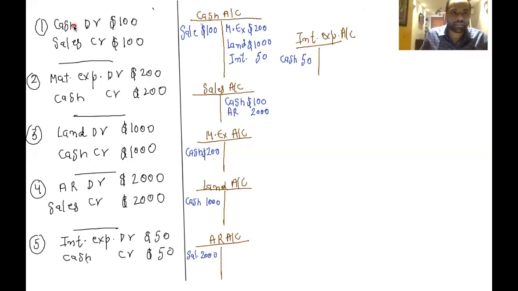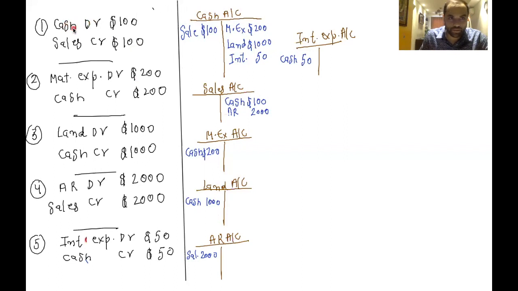So remember, we prepare T accounts first. So cash account, sales account, material account, cash account already. Land account, cash account already. Account receivable account, sales account already. Interest expense account, cash account already. All right. So you prepare the empty formats without any numbers. Once you have prepared all the formats, now you're transferring information into the formats, which I wrote in blue color.